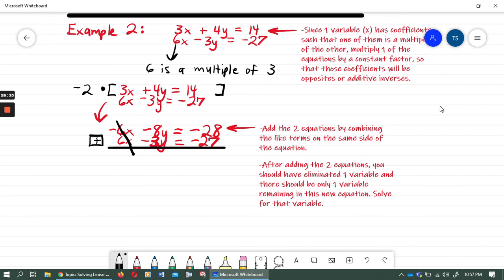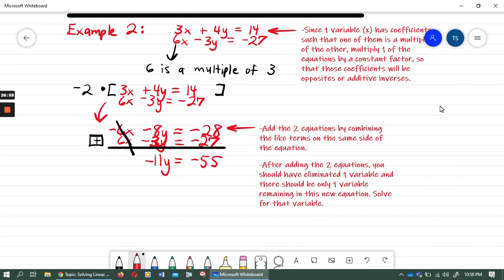And then, when we add together the negative 8y plus negative 3y, we get negative 11y. And when we add together the like terms on the right side of the equation, negative 28 plus negative 27, that gives us negative 55.